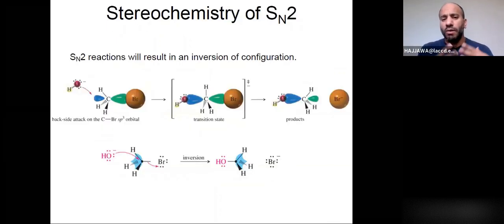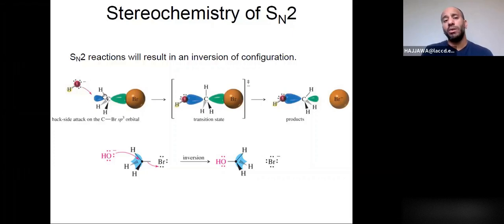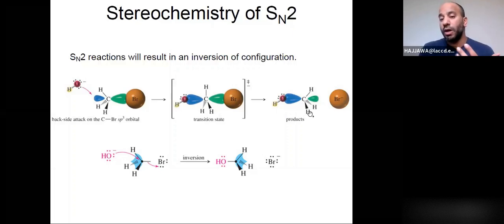So just to remind ourselves how the SN2 mechanism works in terms of stereochemistry, the nucleophile attacks the back lobe of the CX, and that allows for the overlap of the nucleophile with that orbital of the carbon to basically form a bond. That's a partially formed bond right now, and it kicks off the CX bond. That's the partially broken bond.